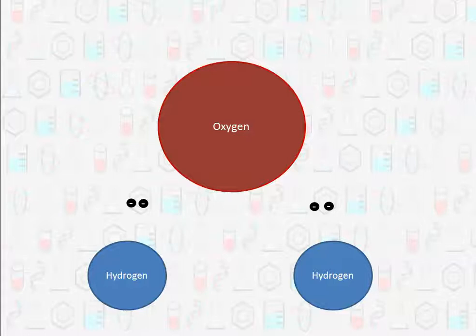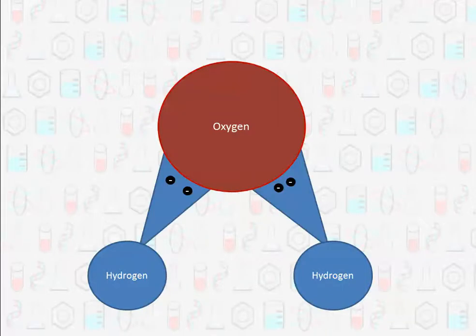But which is more electronegative, oxygen or hydrogen? Well, oxygen is in column 16, so it's on the right side. It's more electronegative than hydrogen. So what happens is that these electrons actually stay closer to oxygen. See them? They're not in the middle.